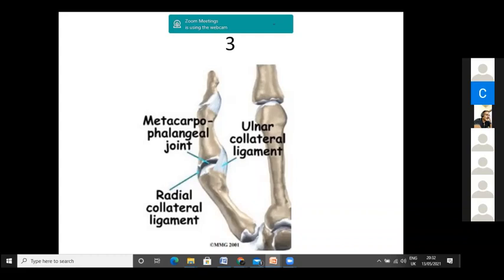Take an X-ray if you have a suspicion of collateral ligament injury. So most of the time you can take an X-ray. If it has a bony avulsion, you can identify it. But sometimes it may not have a bony avulsion, so you need to use a stress X-ray. So anybody, how do you take a stress X-ray in case of ulnar collateral ligament injury?